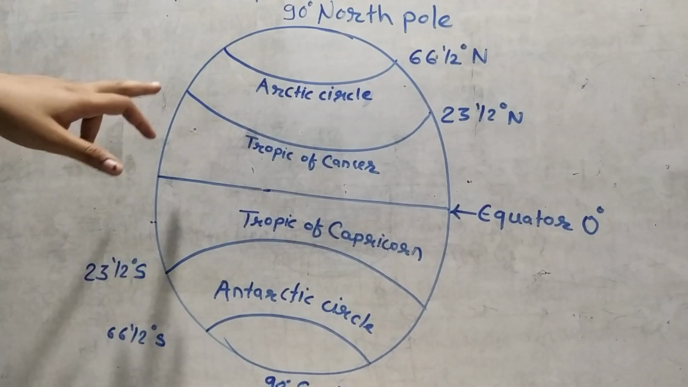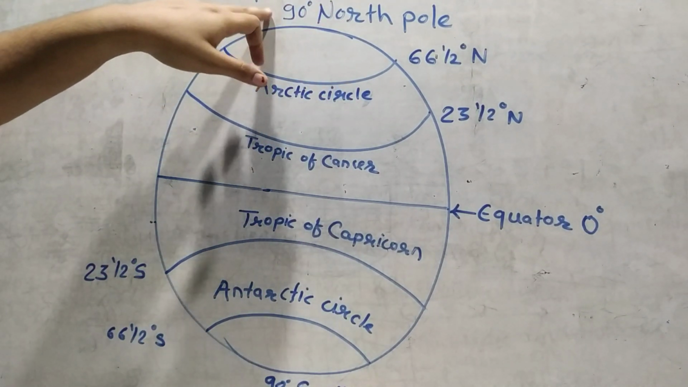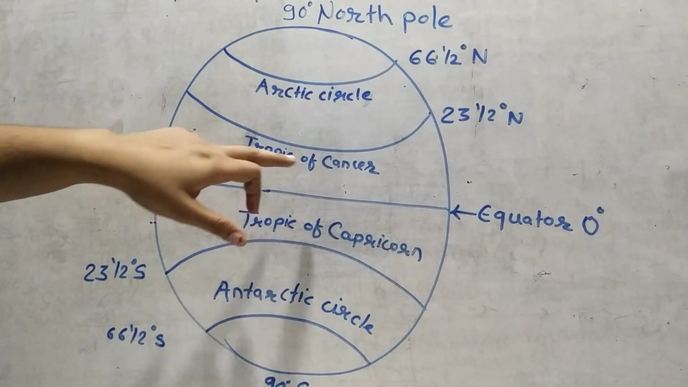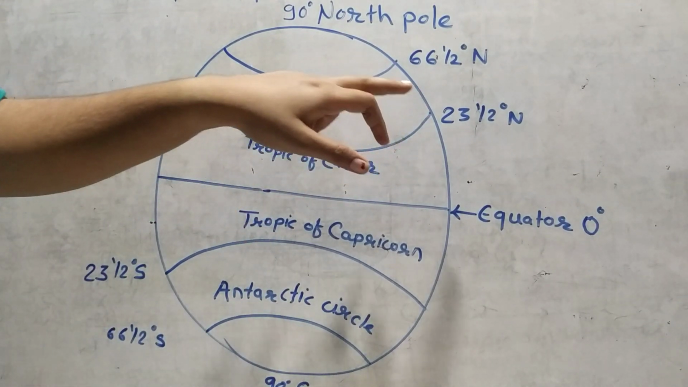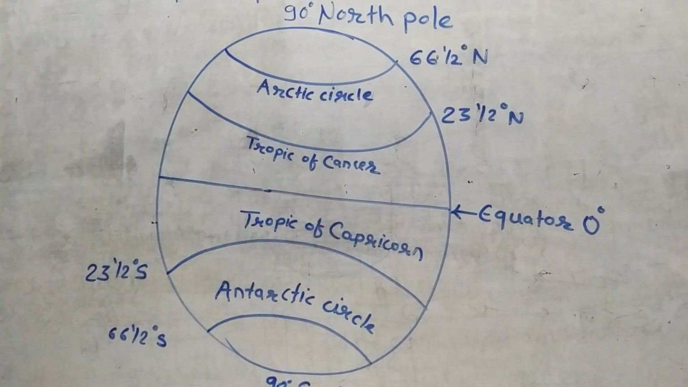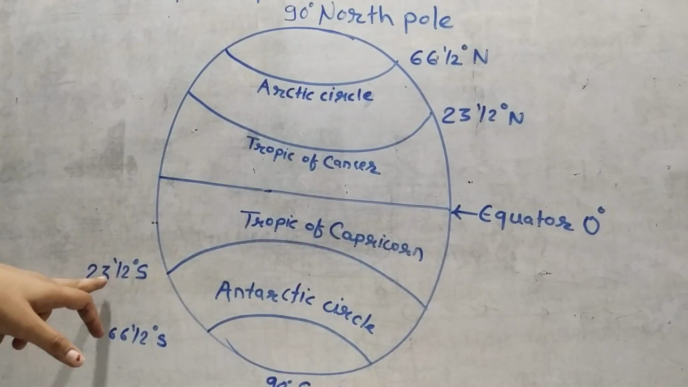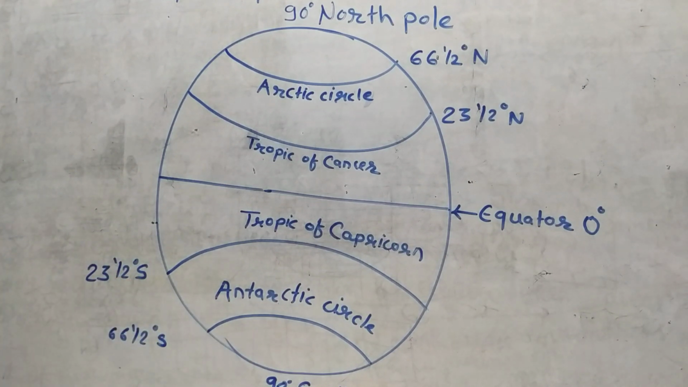So the first one is the Arctic Circle, 66.5 degrees towards the north pole. This is the first line. The second one, Tropic of Cancer, 23.5 degrees towards the north pole, and this is the center line, the equator line, which has 0 degree latitude. The next one, Tropic of Capricorn, 23.5 degrees towards the south pole, and the fourth one is the Antarctic Circle, 66.5 degrees towards the south pole. So these are the four important lines of latitude: Arctic Circle, Tropic of Cancer, Tropic of Capricorn, and the Antarctic Circle.